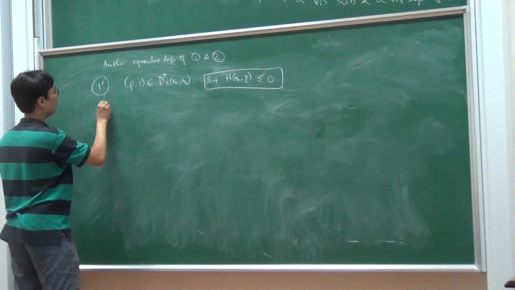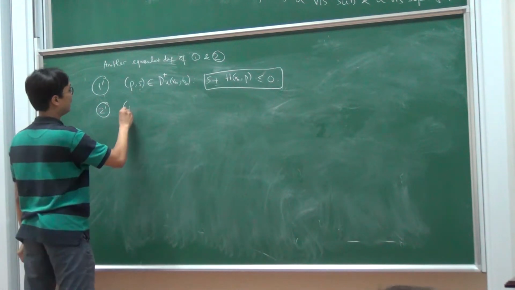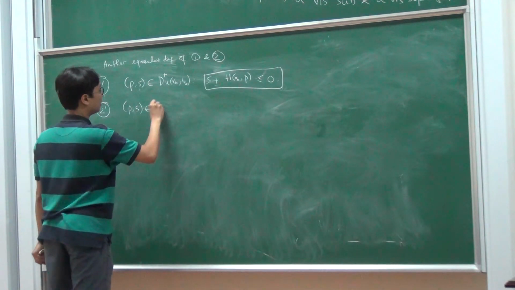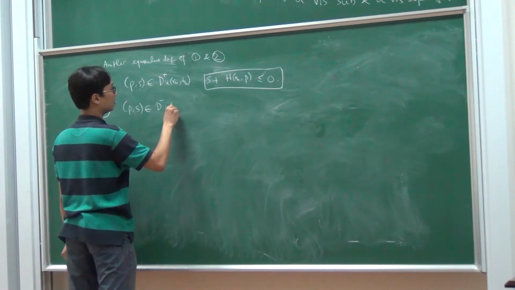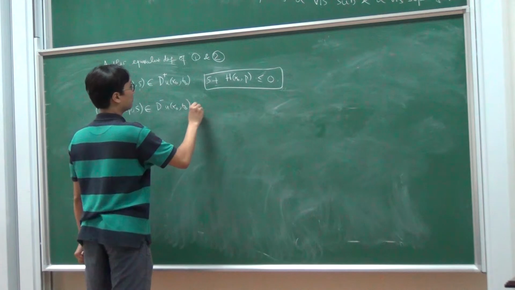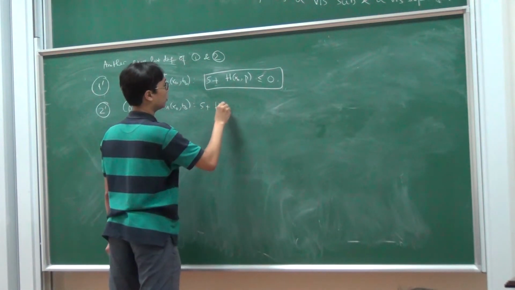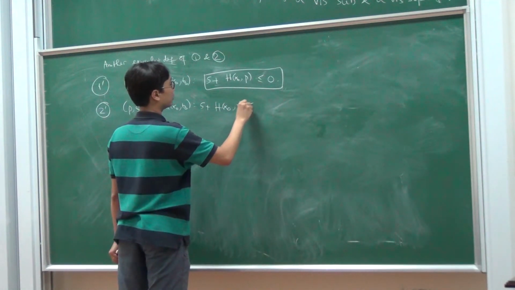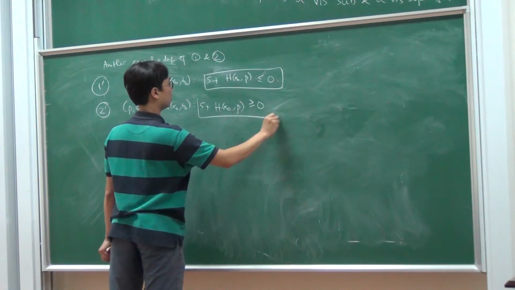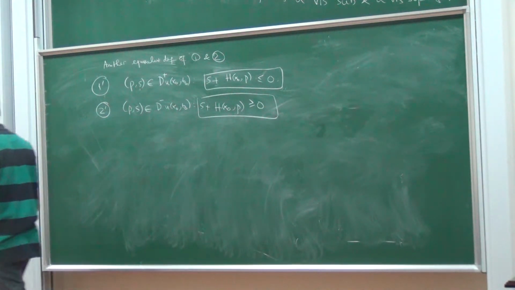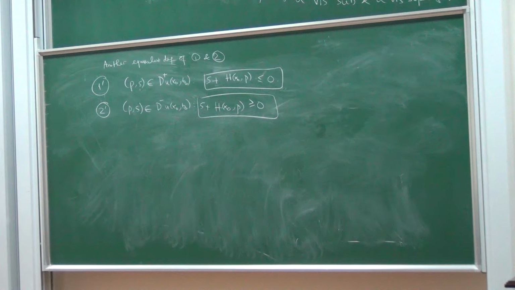And then 2 prime, equivalent with 2, is that if (p, s) is in the subgradient D minus u(x0, t0), you have s plus H(x0, p) greater than or equal to 0. So subgradient means that we have planes that stay below. Just take it.